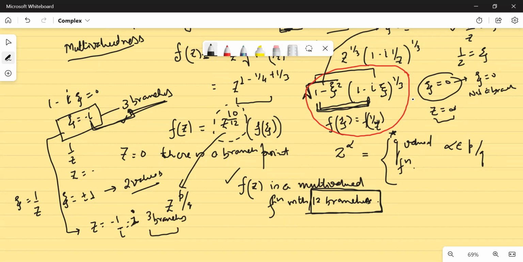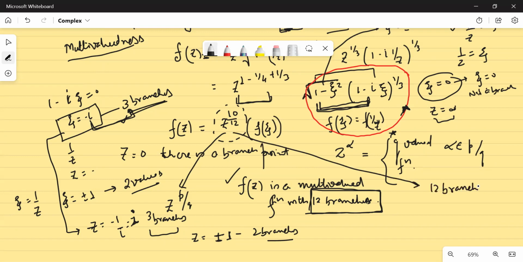Okay. So even if I'm not ignoring this part, because I thought zeta equal to 0 is something else. No, sorry. So at zeta equals to, let's say, iota, there are 3 branches. At zeta equals to plus minus 1, because zeta equal to plus minus 1 would mean 1 upon z equal to plus minus 1. So z equal to plus minus 1, you will have 2 branches. But overall, if you find this particular function is z raised to power 10 by 12, so there are 12 branches. You can see here there are 12 branches. Yes or no?